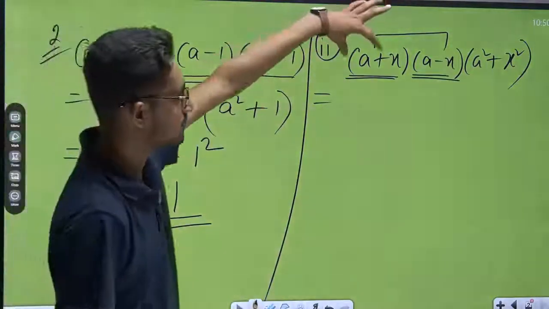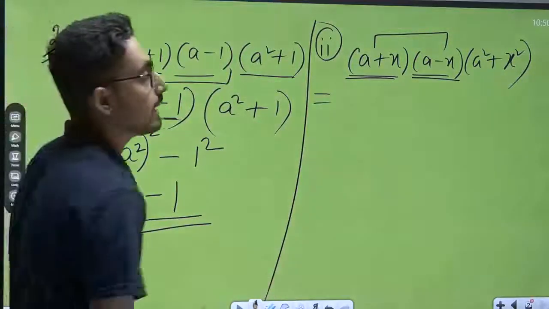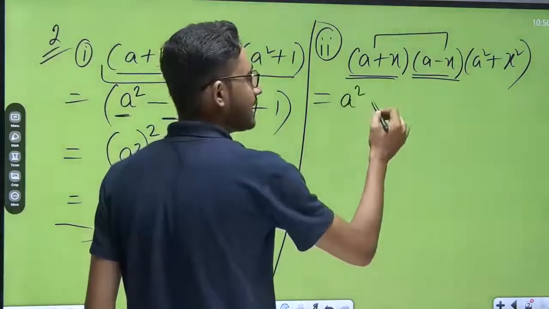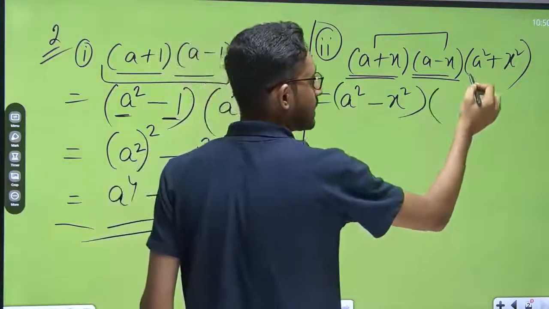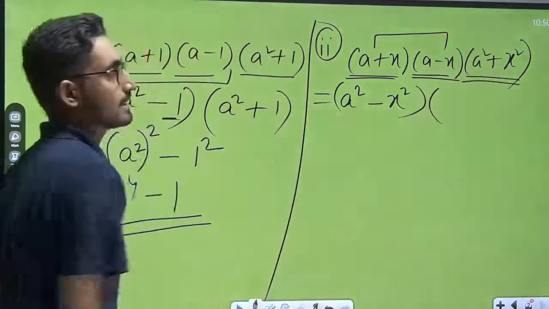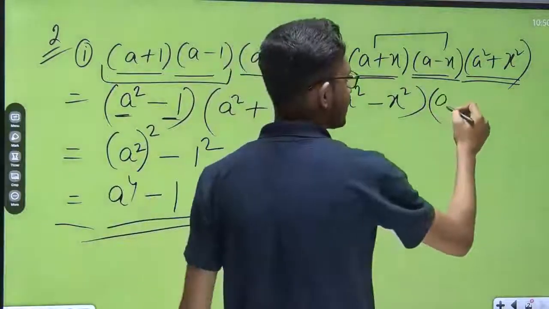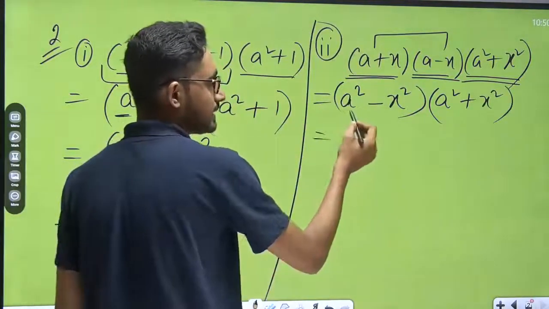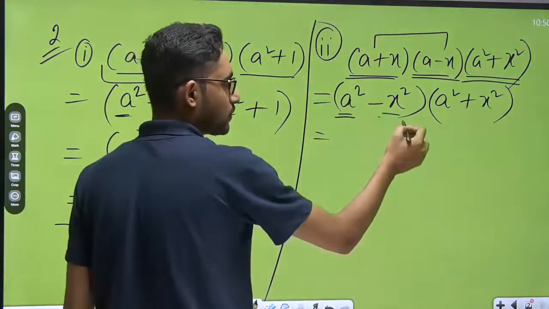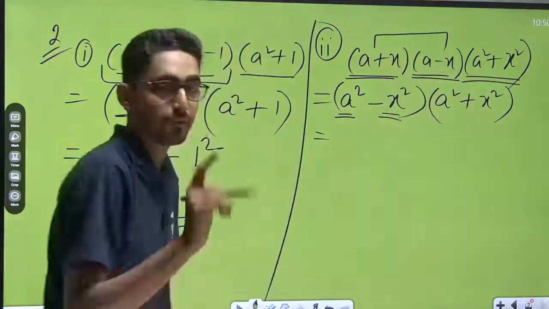Okay, see here all of you. So here, in a similar way, we will consider this is A plus B and this is A minus B. Correct? This is A plus B and this is A minus B. And the formula I think all of you know. What is the formula? A square minus B square. Then this term, this factor, you have to write down as it is. A square plus X square.